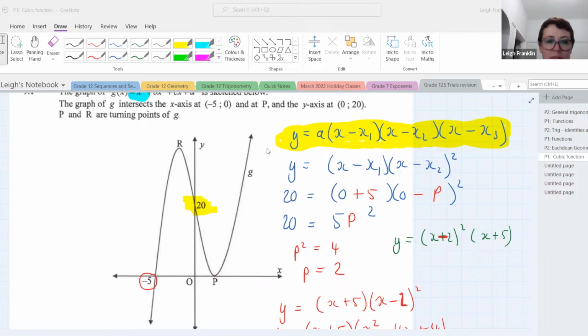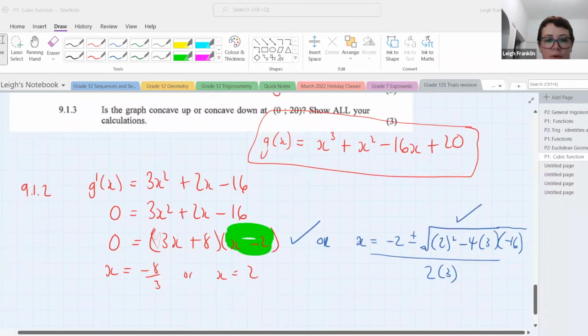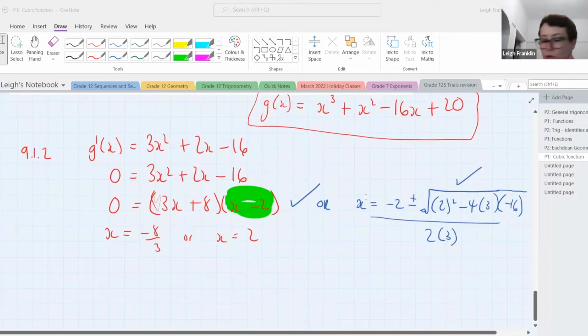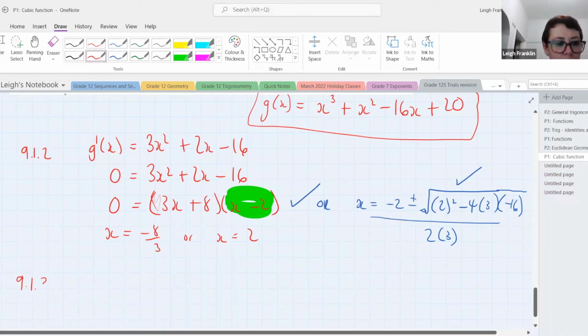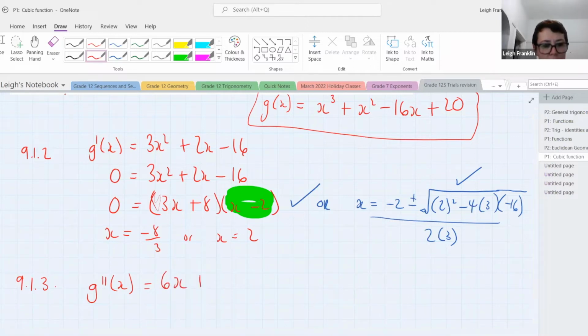Quite right. Second derivative, absolutely. Okay, so let's take the second derivative. Good job. Let's take the second derivative. So we've got the first derivative there on the screen, so we can work from here. So taking the derivative, we end up with 6x plus 2. What would we do now?